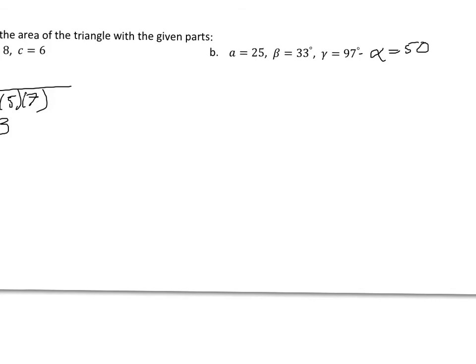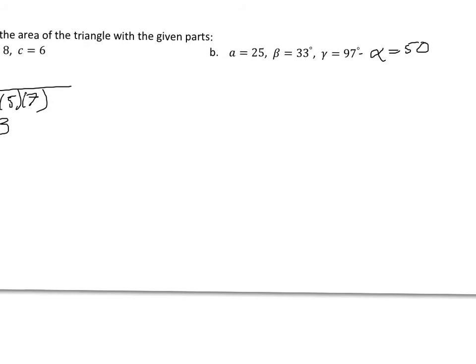But to do an area, we need to have what? We need to either have all sides or side angle side, right? So I've got all the angles I need, but I need another side. We can use law of sines to find that. So we need B or C, and it doesn't matter which one.